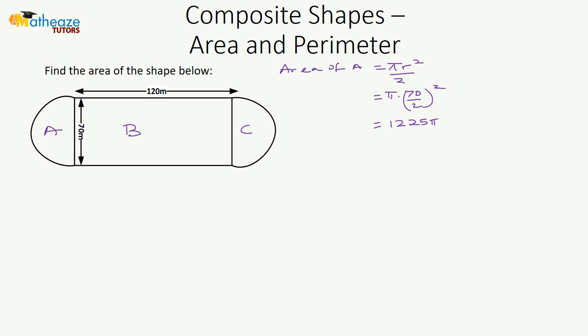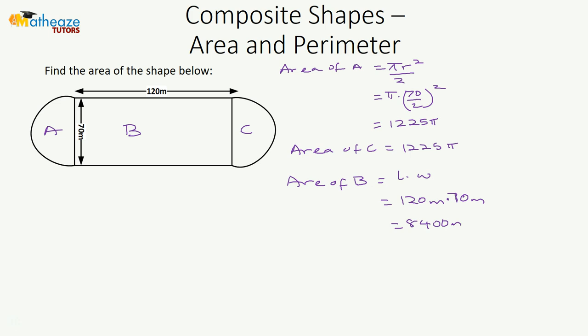So area of A is going to be the same as area of C. So area of C is also going to be 1225 pi. Let's look at the area of B, which is length times width, where the length is 120 meters, the width is 70 meters, so that's going to give us 8,400 square meters.